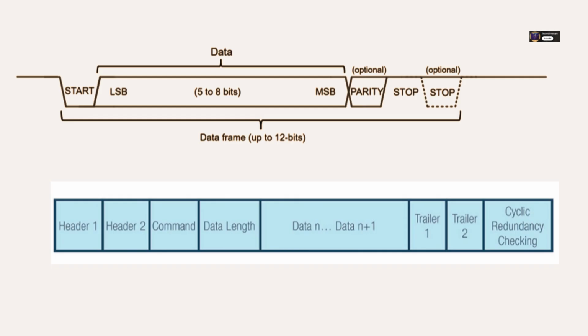Three, payload. This is the actual command and data. Could be 1 byte, could be 20. Four, checksum. A simple checksum, maybe just the sum of all the payload bytes, modulo 256, so it fits in 1 byte, for basic error checking. Five, end byte. Let's use 0x55 to mark the end. If everything matches, the packet is valid. That makes it much clearer how you build structure.